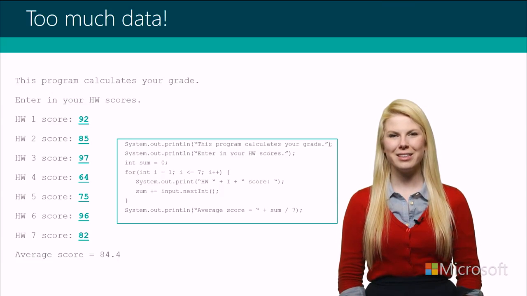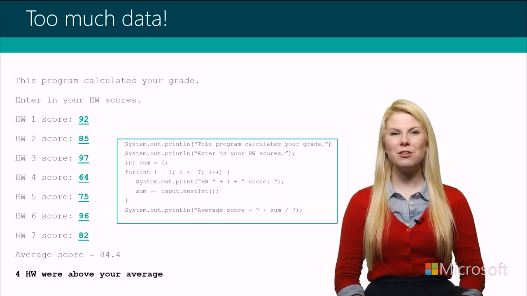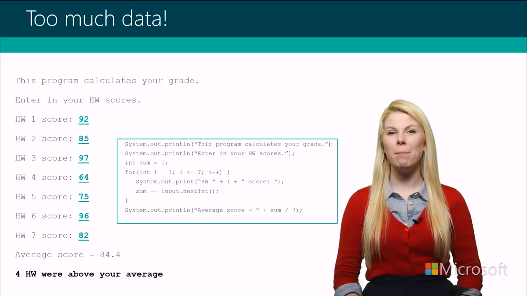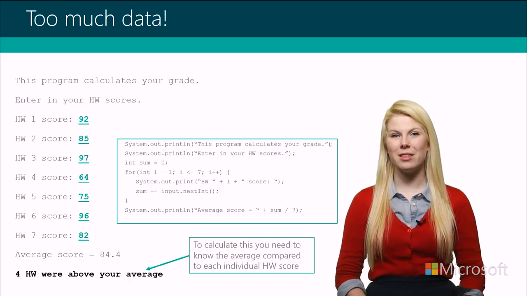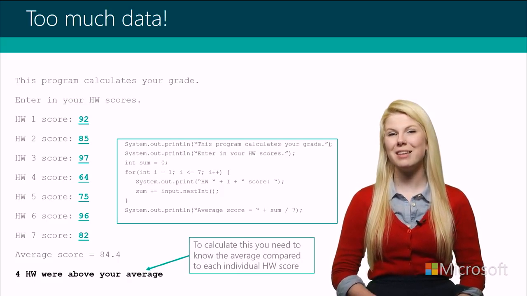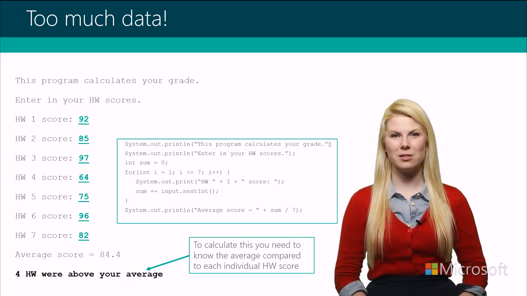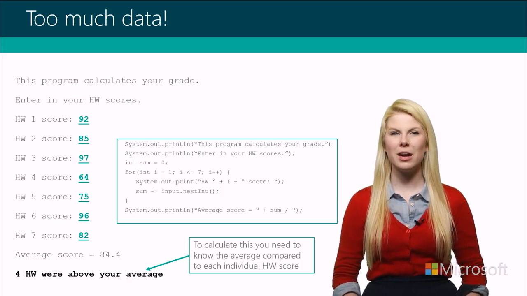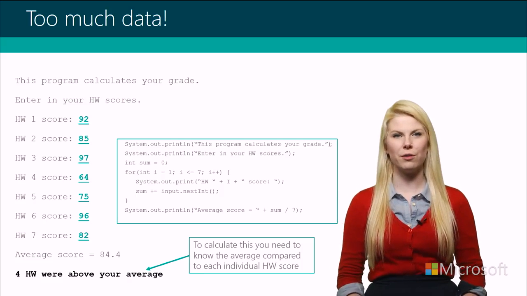Simple, right? Well, what if you were also asked to tell the user how many of their homework scores were above that average? That means that you're going to have to evaluate the overall average in comparison to each individual homework score. But this solution doesn't let you do it because you sort of forget whatever they gave you as soon as you go on to the next thing. You only have one variable for all the different homework scores.